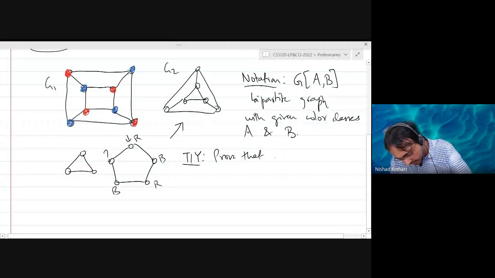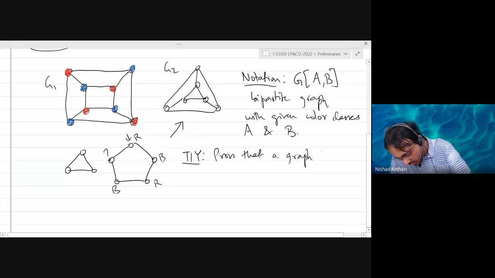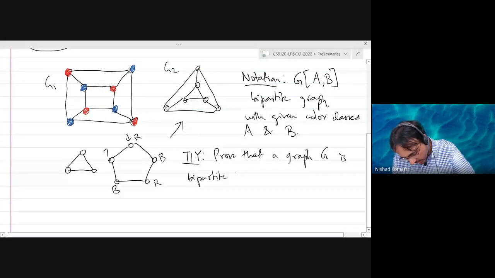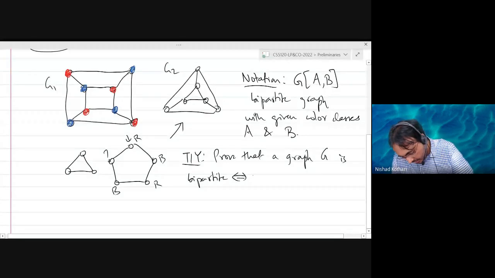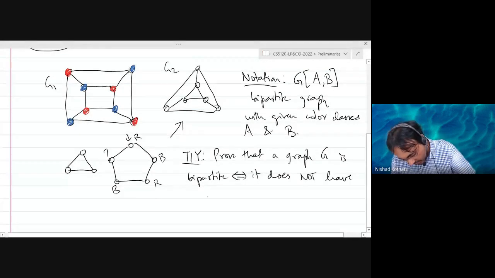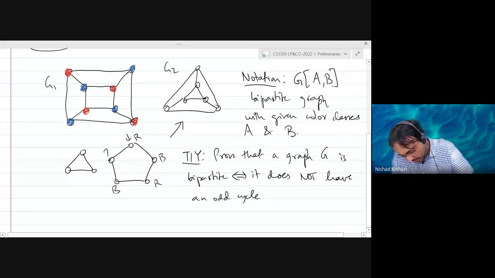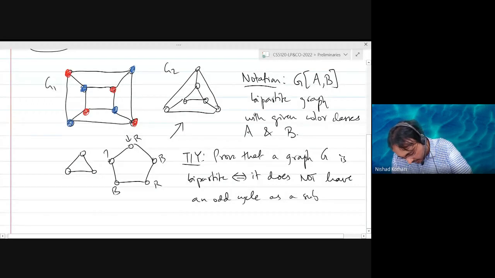Prove that a graph G is bipartite if and only if it does not have an odd cycle as a subgraph.